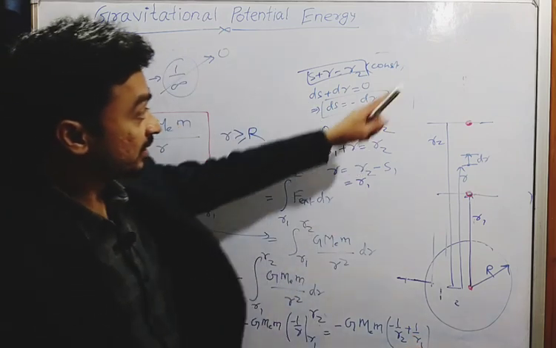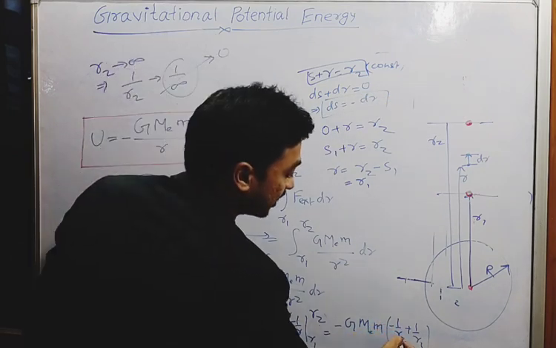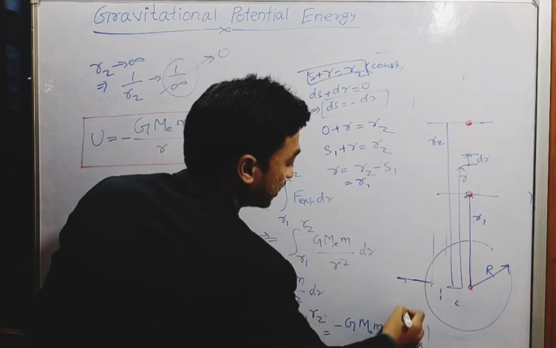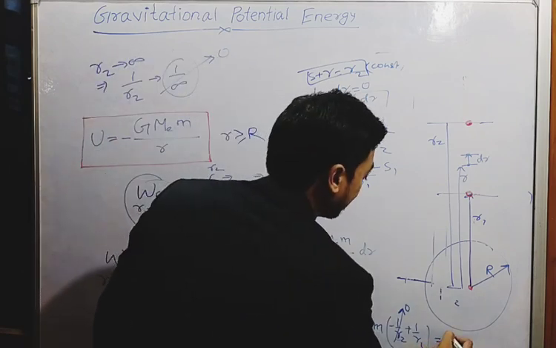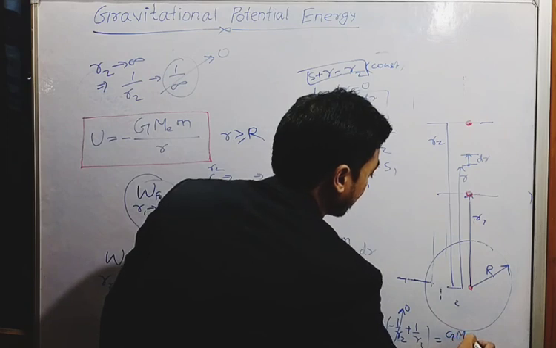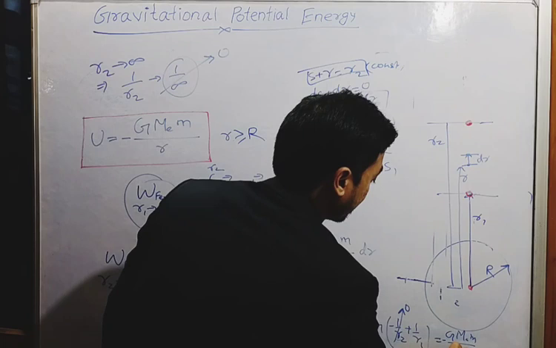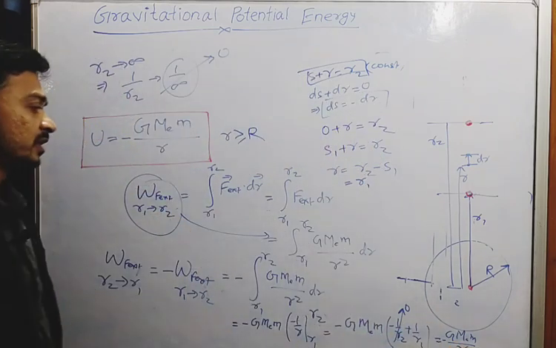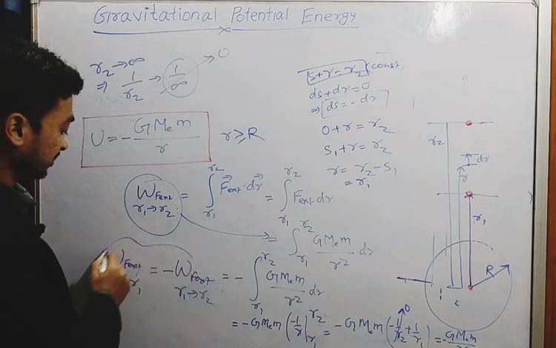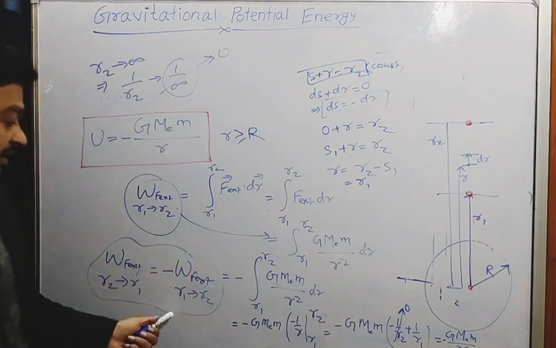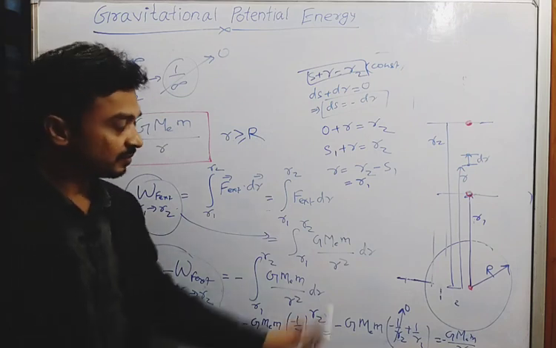Again, we are moving the object from infinity to this point. That means the denominator tends to infinity, so this term will tend to 0. The value is nothing but minus G mass of earth, mass of object, by R. This is the same value. But you need some more concepts from vectors to visualize this. But it's fine.